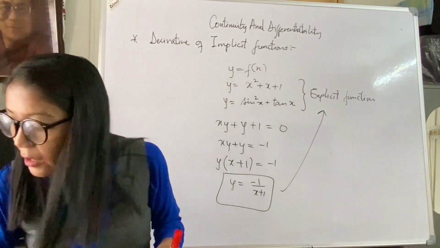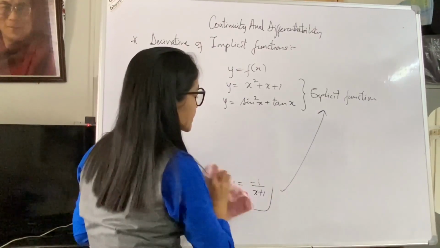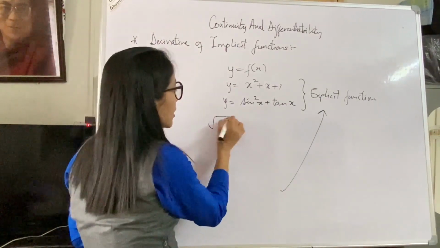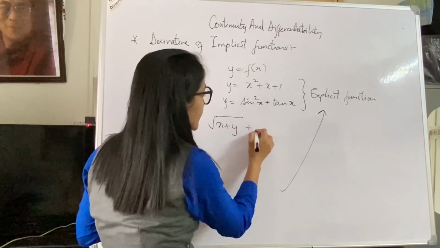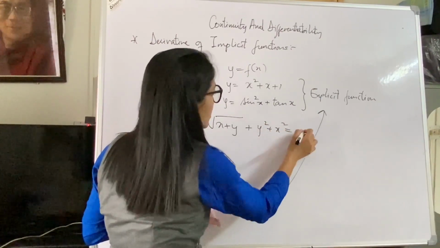now if I take a function, okay, for example if I write square root of x plus y plus y squared plus x squared is equal to 0.